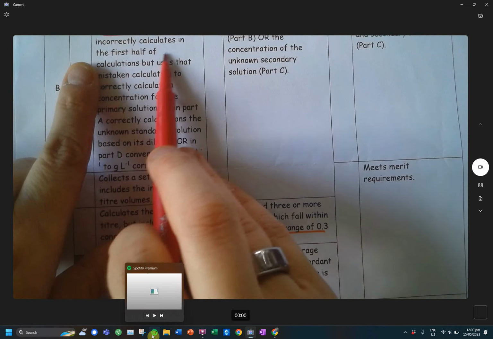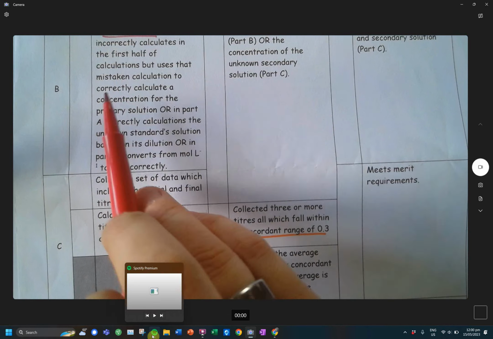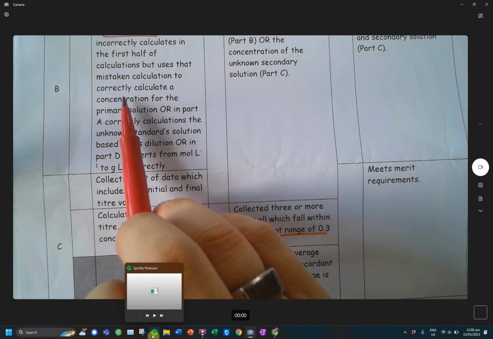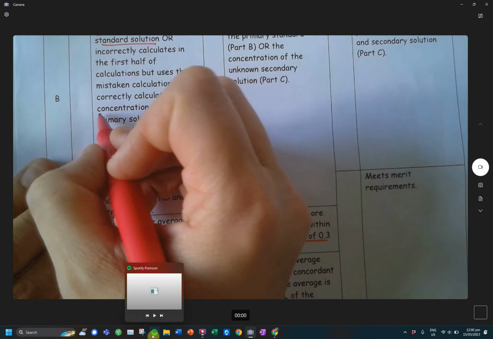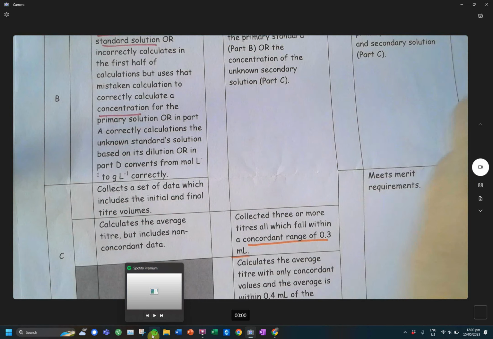All right. Or incorrectly calculates the first half of the calculations, but uses a mistaken calculation correctly to calculate the concentration of the primary solution. So let's say you made an error somewhere and that error carried through. I could still give you an achieved.